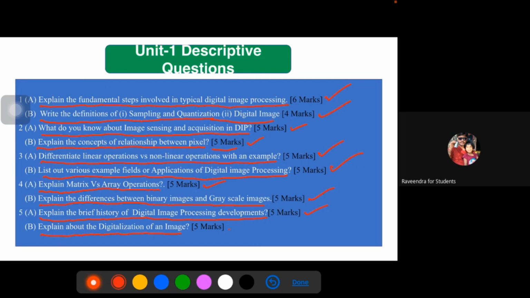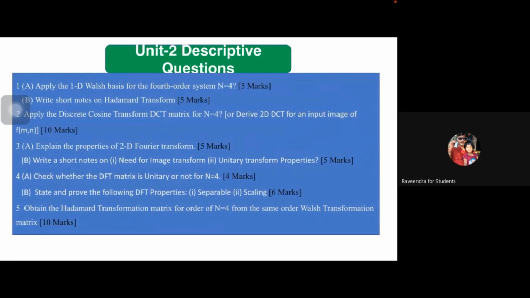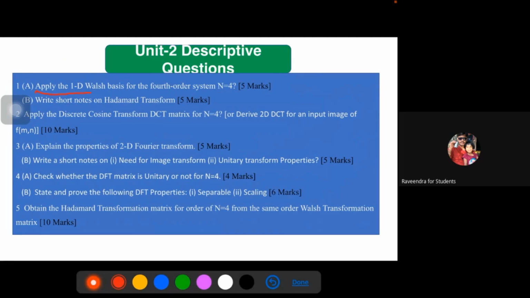So out of these 5, either 2 or 2.5 may come. Okay. And in which order they will come, we cannot expect exactly. Then coming to second unit, here the first one is apply one-dimensional Walsh basis for the fourth order system, that is n equals to 4 for 5 marks. Write short notes on Hadamard transform, 5 marks.